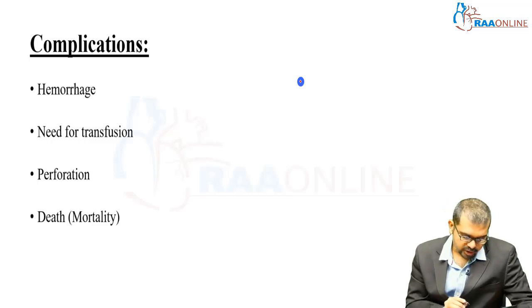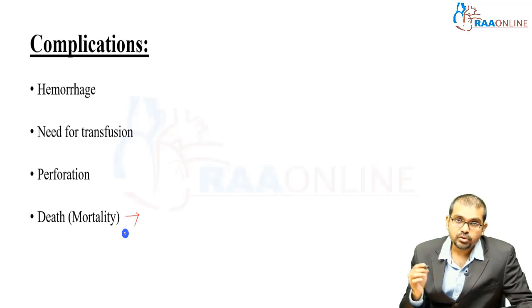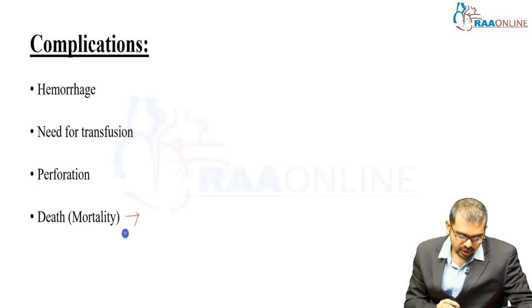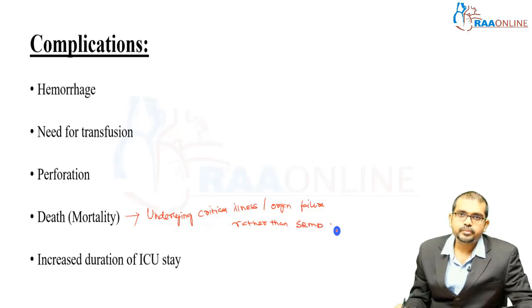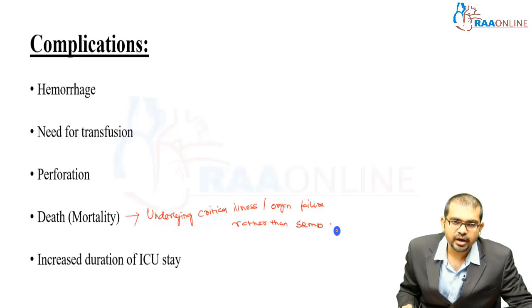Yes, death, mortality. The one thing we have to remember is the primary reason for death is not the bleeding from the ulcer, because when the ulcer bleeds you can always transfuse blood and resuscitate the patient. It is because of the underlying critical illness and organ failure rather than stress related mucosal disease, and there has definitely been increased duration of ICU stay.